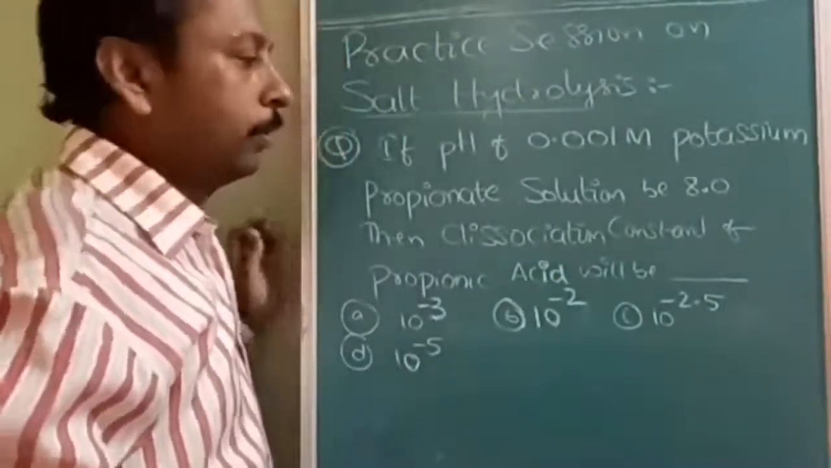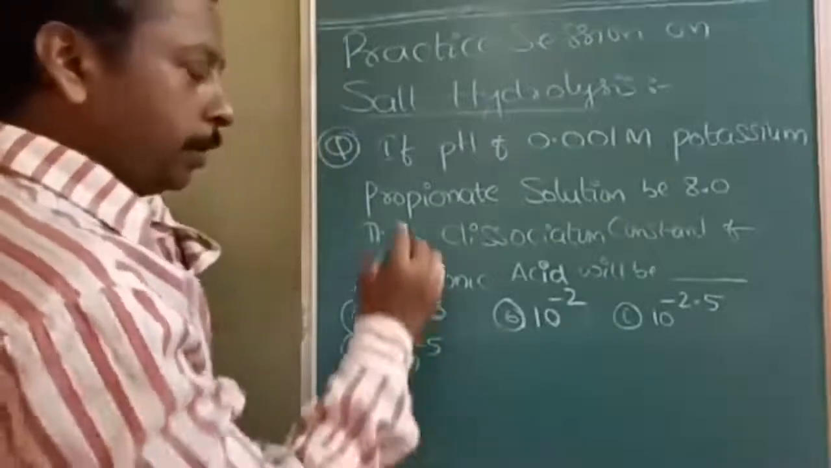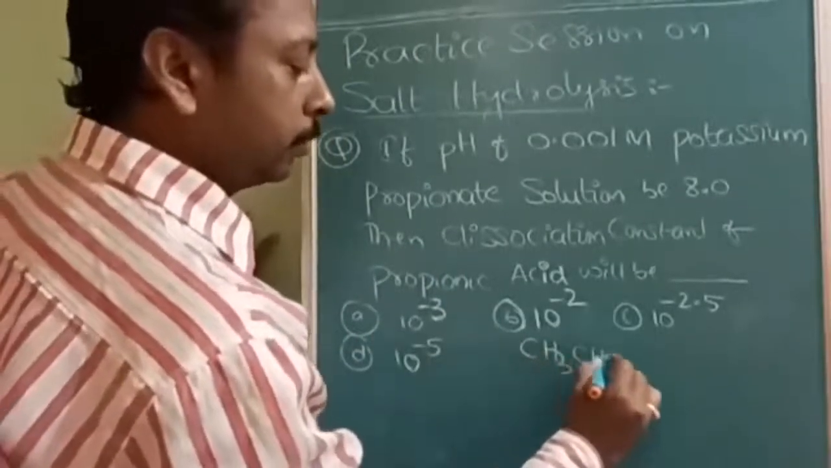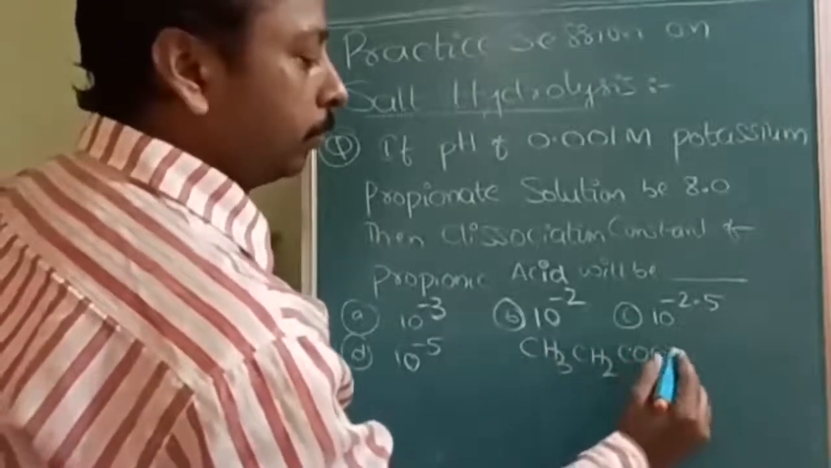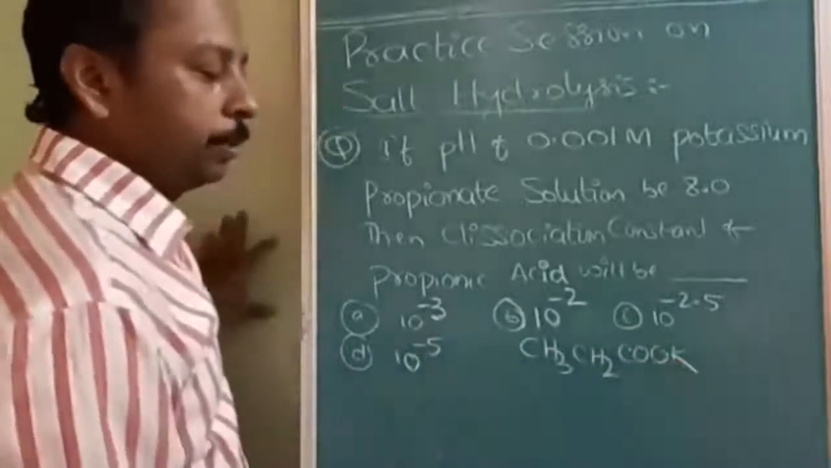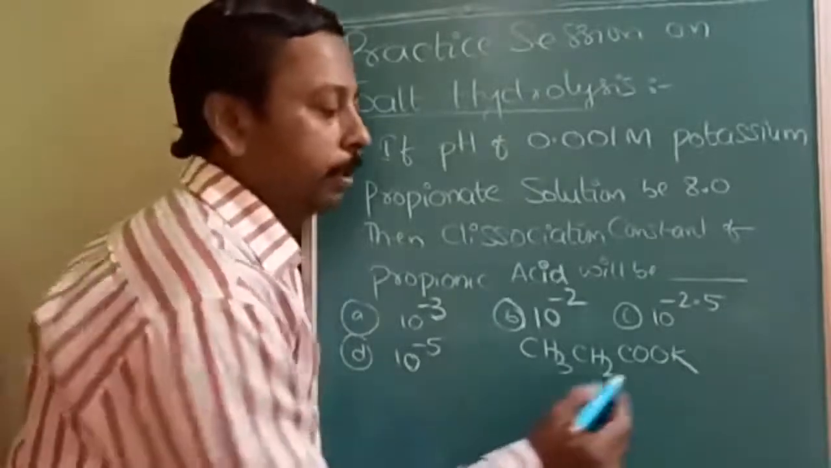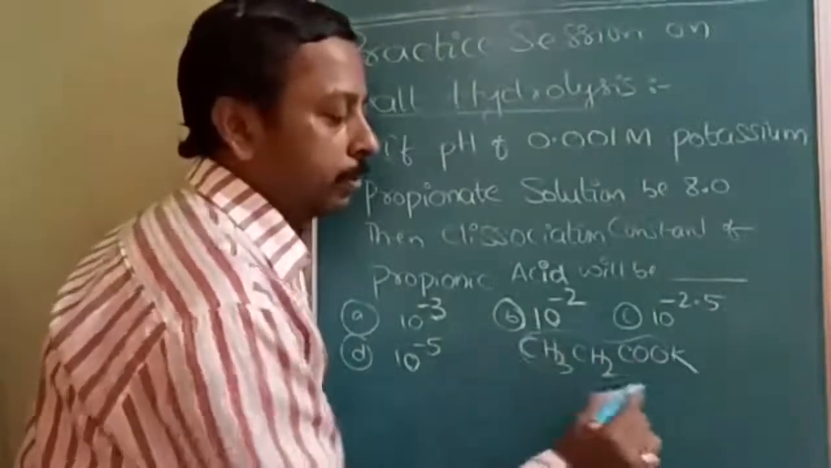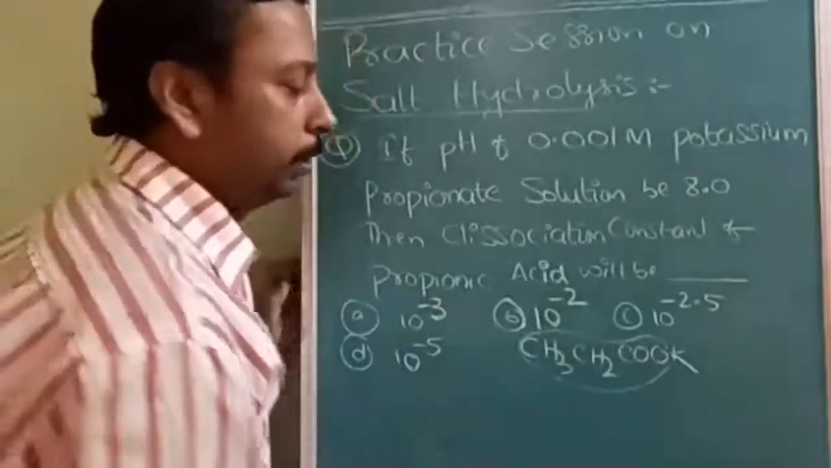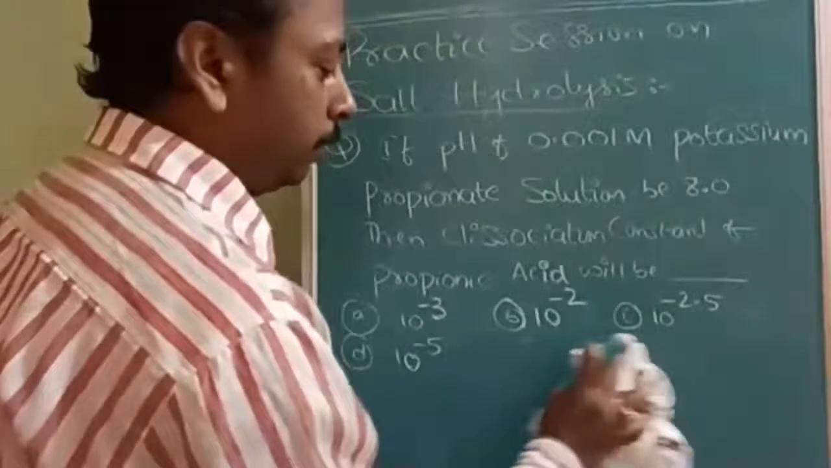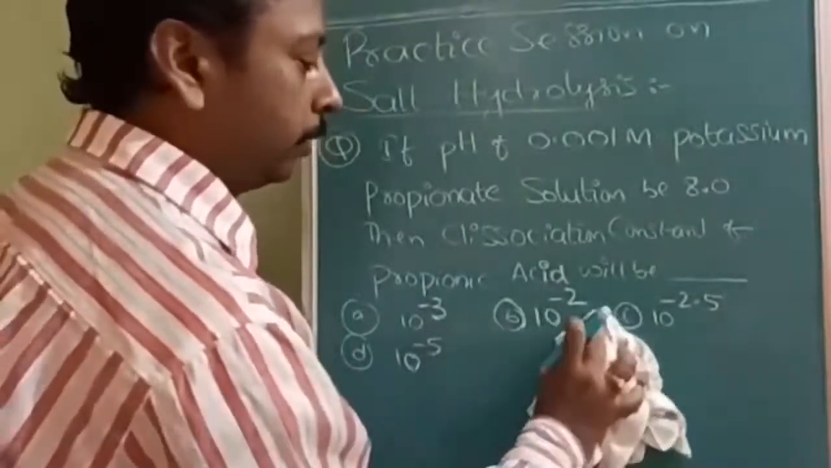Okay, in this question what we have to do, potassium propionate, CH3CH2COOK. This is called potassium propionate, but you need not worry about the formula. Weak acid and strong base. What is the salt? It is a salt of weak acid and strong base. So you will use the formula accordingly.